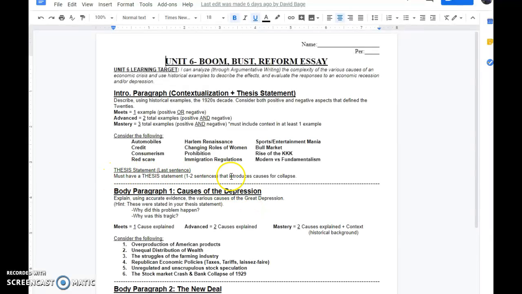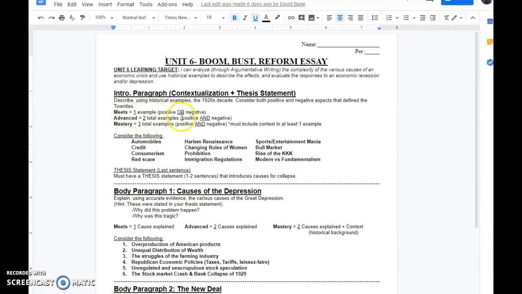So in that final sentence of that first paragraph, using 1 to 2 of these causes, you're going to make a claim about why you think those 1 to 2 causes created the Great Depression, sort of relating that also to the 1920s paragraph. So 5 to 10 sentences in that first paragraph, depending on your level of depth, you're going to do those things. So you're going to kind of start drafting that piece out today with the time that you have left.